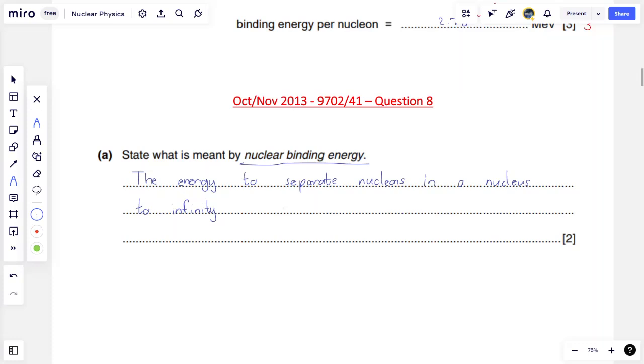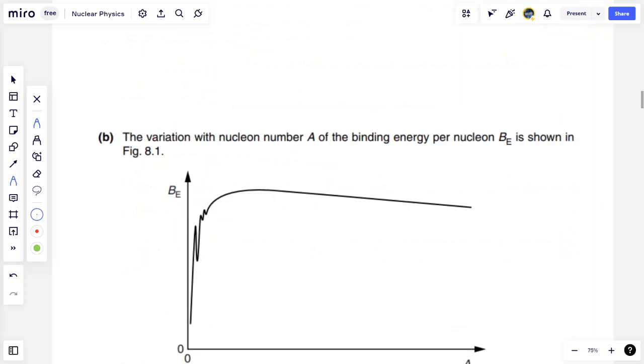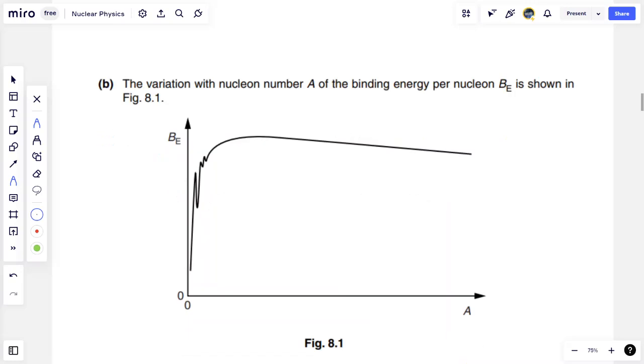Once I've removed all of them, the energy that I've exerted is the nuclear binding energy. The energy of the strong force, the strong nuclear force. Now I'm shown a graph, and I'm told that the variation with the nucleon number A, of the binding energy per nucleon, BE, be careful, it's not binding energy, but binding energy per nucleon, is given in this figure.